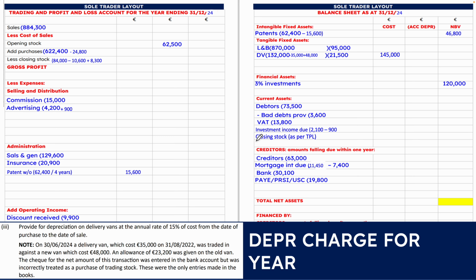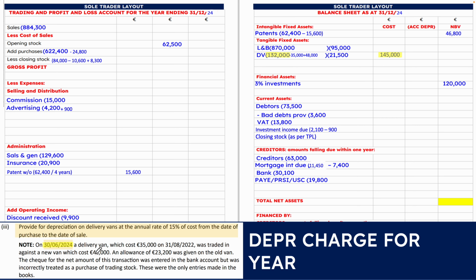The next thing that we'll do is work out the depreciation charge for the year. Now remember, at the start of the year, for a period of time in the year, they had 132,000 euro as the cost of the vans, and then at the end of the year the cost of the vans was 145. So we need to think about when they made this trade-in. You can see that they traded in on the 30th of the 6th, 2024. So halfway through the year they made that change.